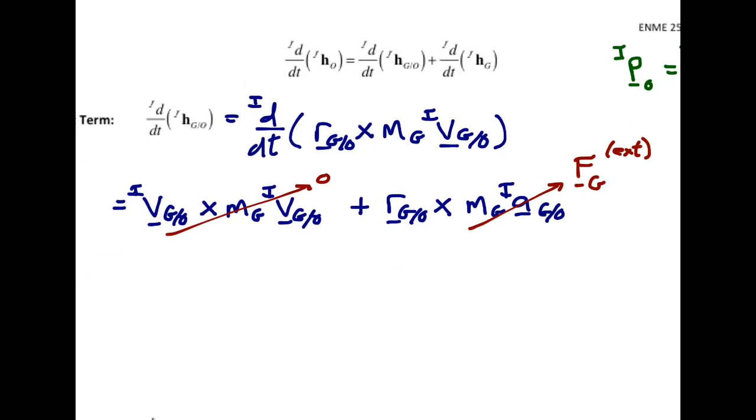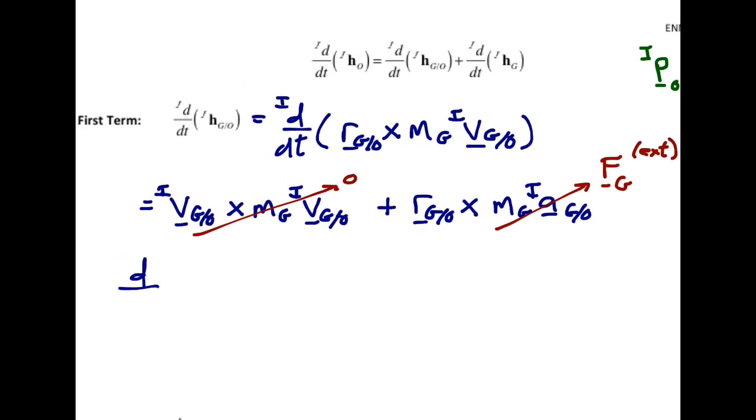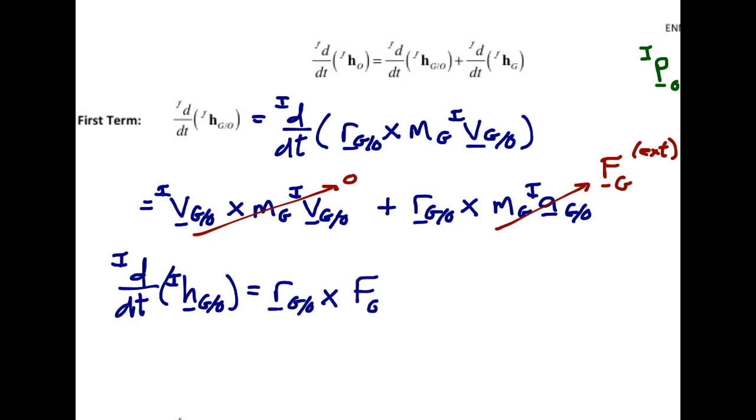And so our expression for the time derivative, as observed in the inertial reference frame, of the angular momentum of g with respect to an inertially fixed point is equal to r g with respect to O crossed with Fg of only external forces, and then this is equal to the moment, because we have r cross F, the moment of g with respect to O that's only due to external forces.